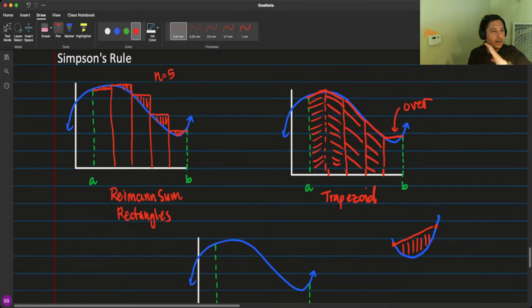Does everyone see what I'm drawing right there? How you have the function in blue? Oh yeah, you guys are probably writing because you can copy it like me. All right, so there's your f of x, and then here's the top of the trapezoid.